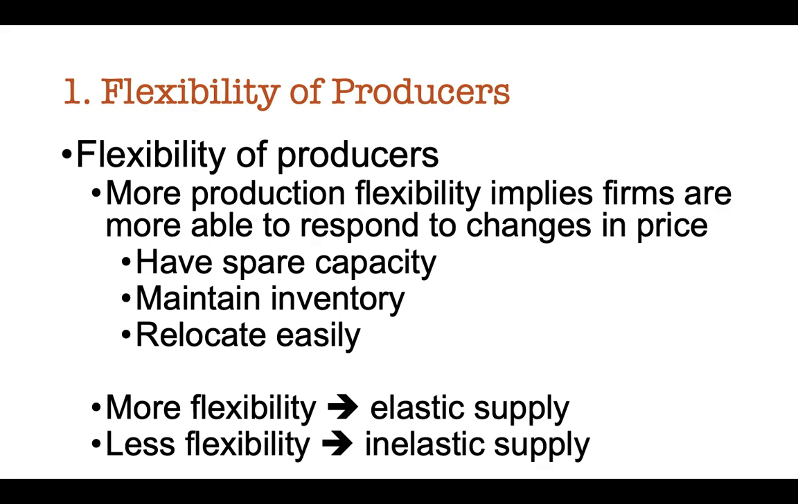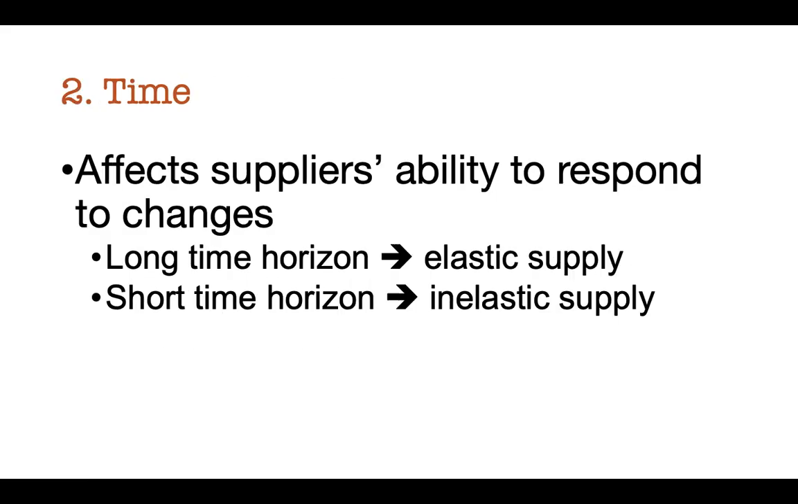If you can maintain an inventory, have some extra, and sell it when the price is right, that's going to mean you have more elastic supply. Or if you can relocate, you can change your behavior. So basically, the more flexibility a seller has, the more responsive they are to the price. The less flexibility a seller has, the less responsive they are to the price, and we'll say that's inelastic supply.